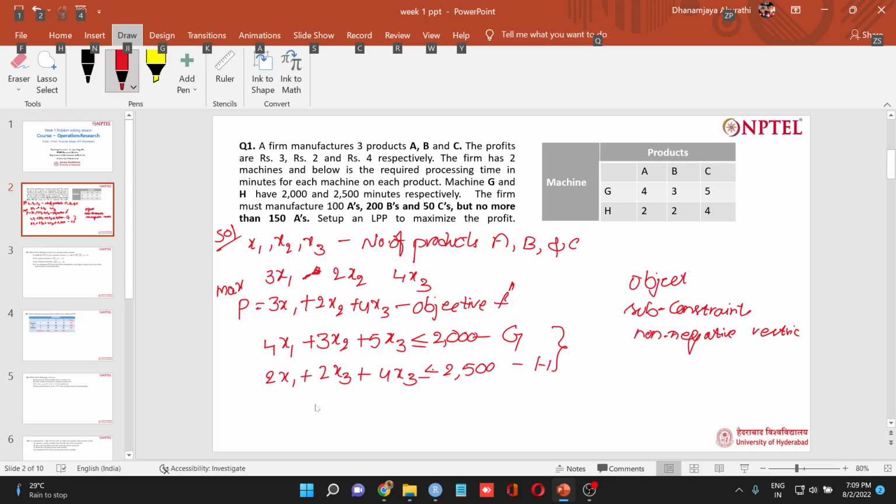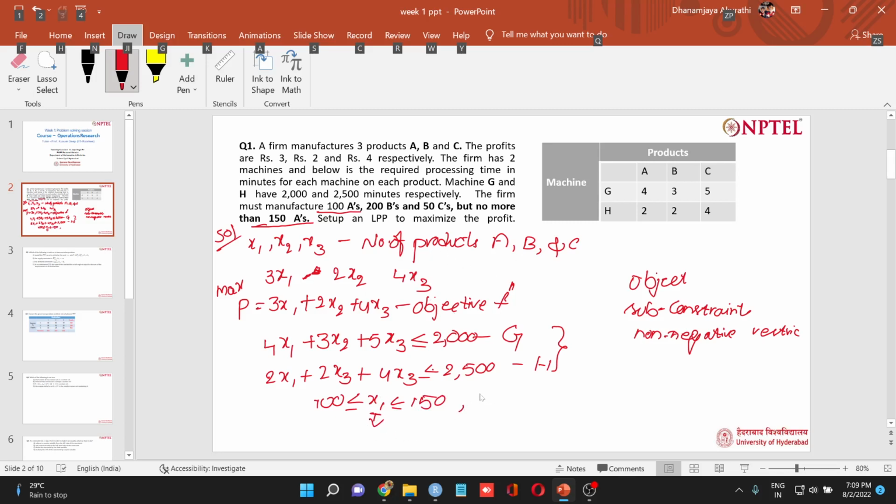Generally the decision variables should be greater than or equal to 0. That is the non-negative restriction. Here they said that product A, the manufactured product A, should be at least 100 but not more than 150. So 100 less than or equal to x1 less than or equal to 150, because x1 is the number of A products.